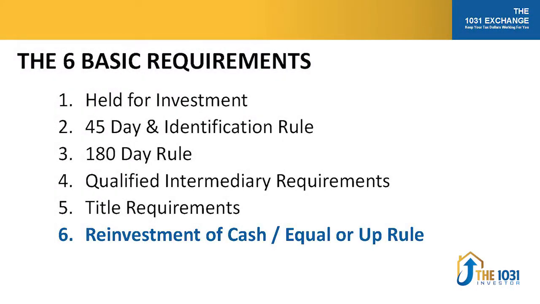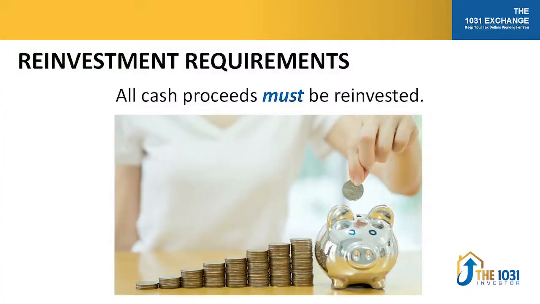The last of the 6 requirements are the reinvestment targets. There's a couple different ways of thinking about this. But in general, first of all, you must use all of the cash proceeds from the sale in the next purchase. Now, when we say that, that's in order to defer all tax. We'll talk about partial exchanges a little bit later. But in order to defer all tax, you've got to use all of the cash in the next purchases. You can't touch the money. Anything you touch becomes taxable.